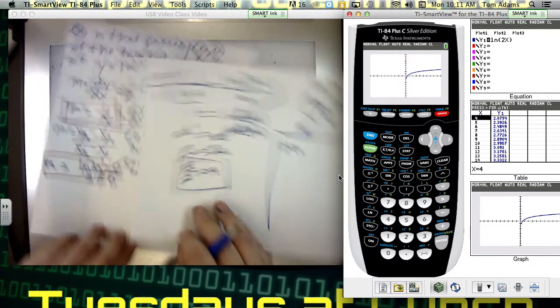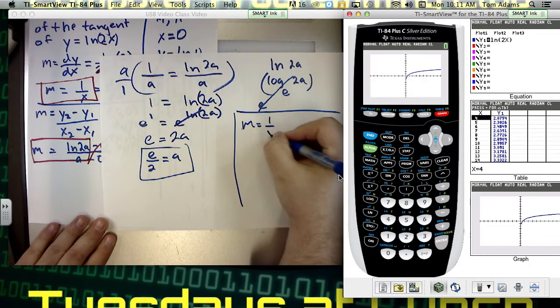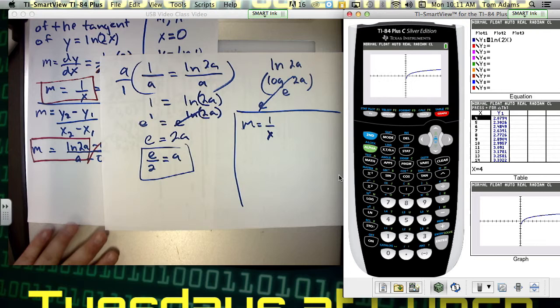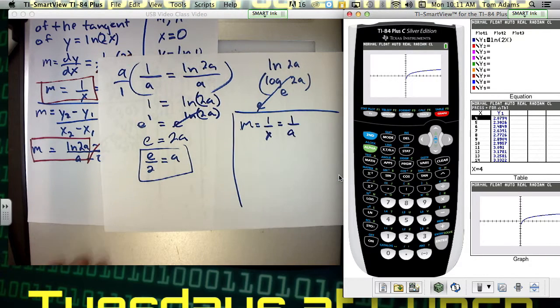I'll give you a little clue. I have two of these equations, m equals either 1 over x. So would 1 over x equal e over 2? Sort of. You're in the right ballpark. So if this equals 1 over x, and we're going to arbitrarily plug in a for x, then we would say that m is equal to 1 over a. But what's a? E over 2.